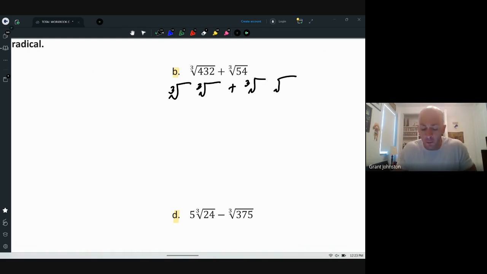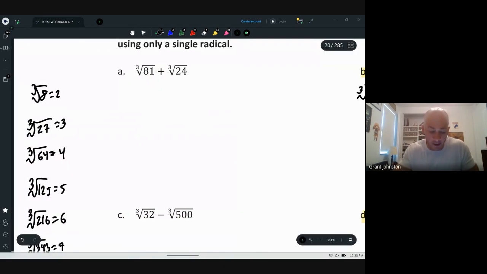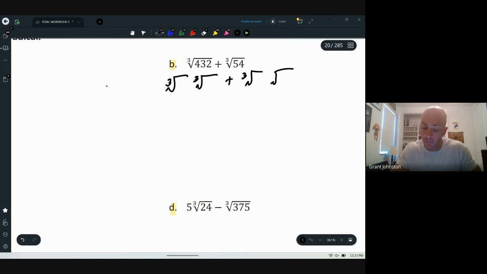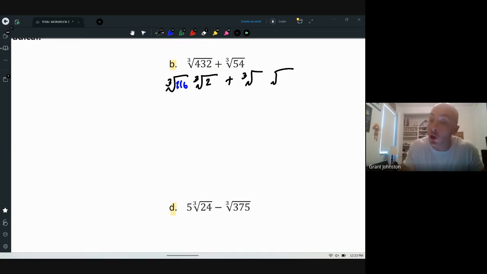The biggest perfect cube that goes in 432, cube roots are a little harder. I wrote them out here. I'm thinking, okay, 432, 343 wouldn't be a factor. 216 would. 216 times 2 is 432. So 216 I'm going to use times 2. The cube root of 216 is 6. So it's going to turn into 6 cube root 2.